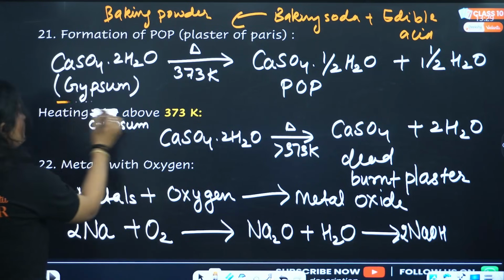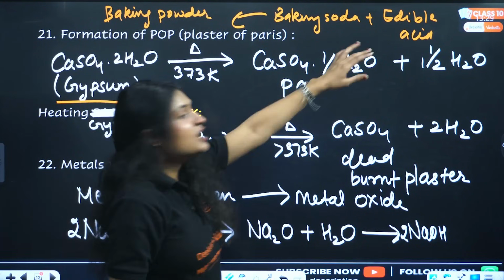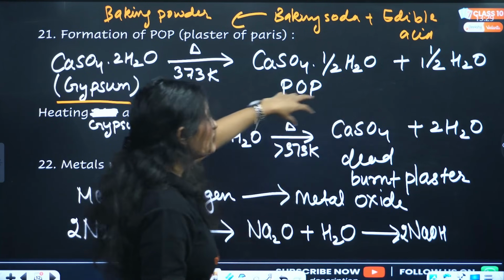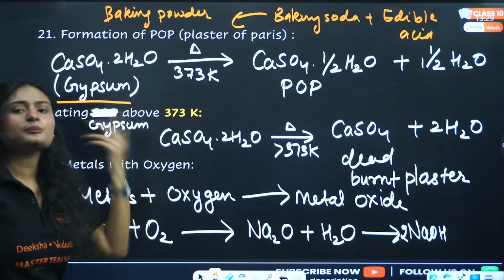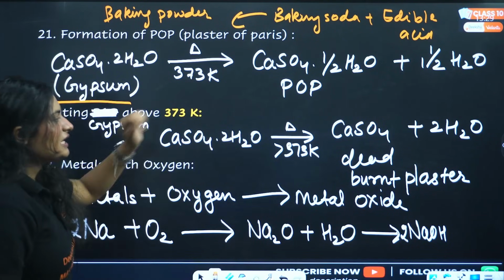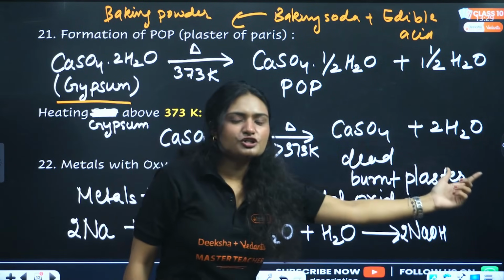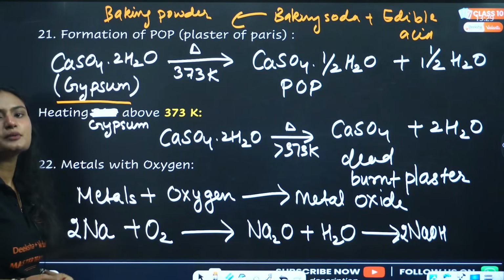If you have gypsum and you heat it around 100 degrees Celsius, it loses 1.5 water of crystallization and we get plaster of Paris, right? Next, what happens if you heat gypsum above 100 degrees Celsius, greater than 373 Kelvin? It will lose all its water molecules and gets converted into CaSO4, calcium sulfate, which is dead burnt plaster.